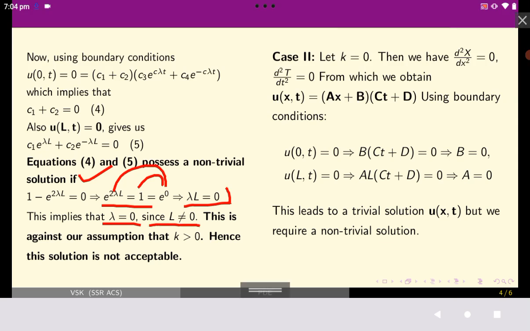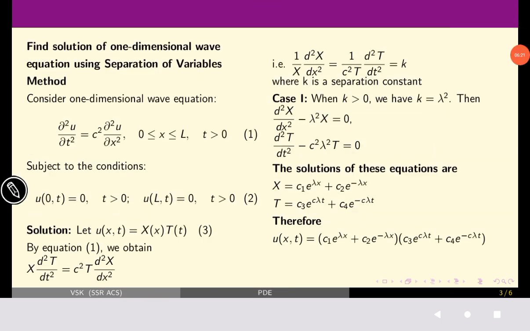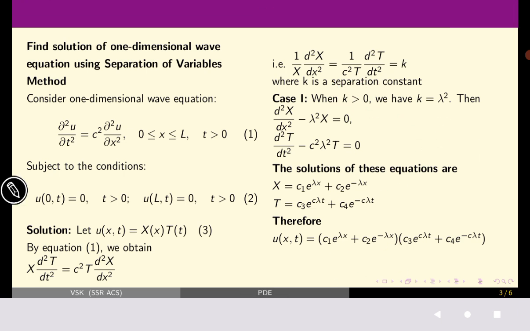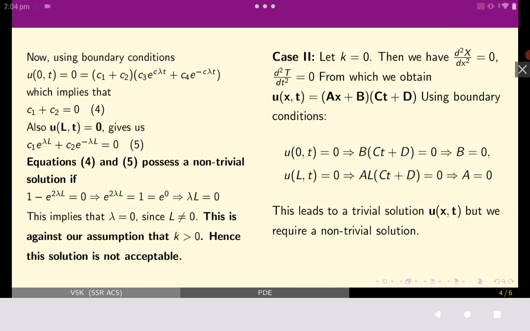But this is against our assumption that k is greater than 0, because we have got lambda is equal to 0. But what is the value of k? K we have taken as lambda square, and we have supposed k is greater than 0. So if lambda is equal to 0, we'll get k is equal to 0. But that is not true, because we have supposed k is greater than 0. So because of this, this solution is not acceptable.